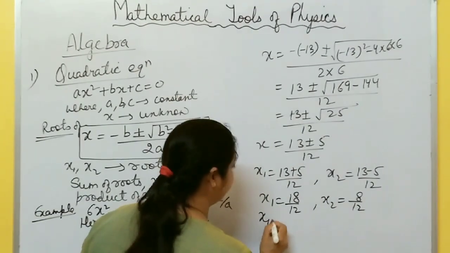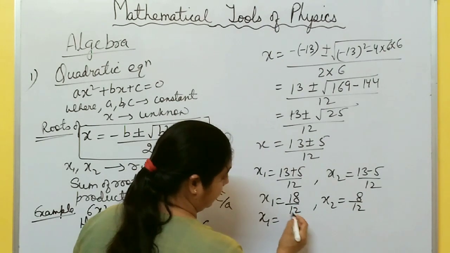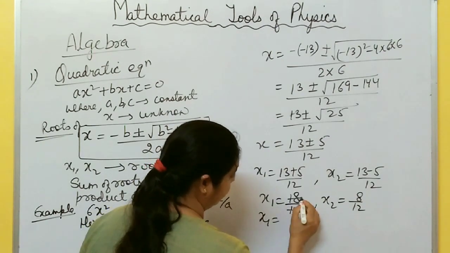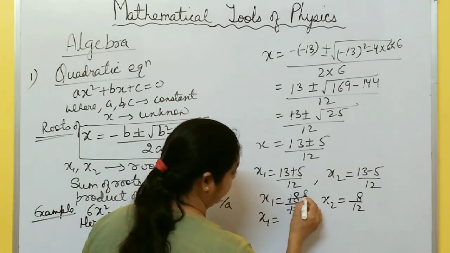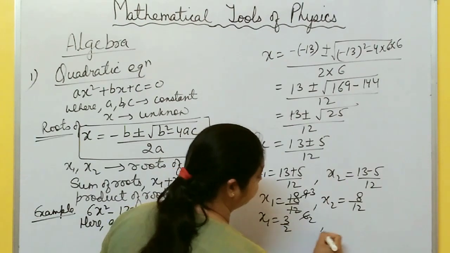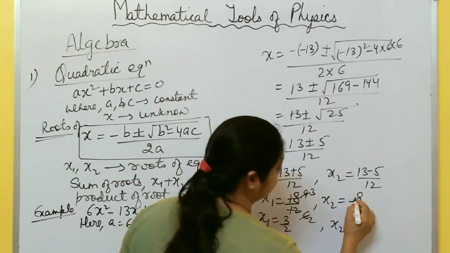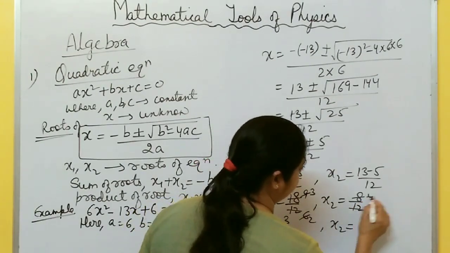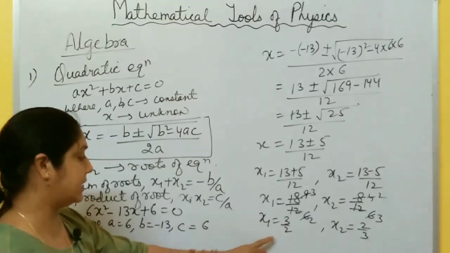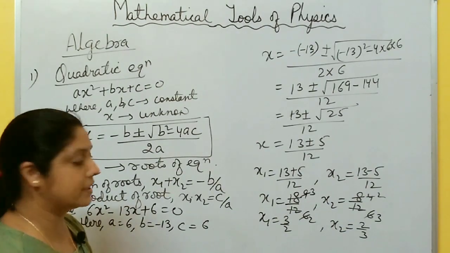So this x1 becomes how much? If you cut this one, 3 and this 18: 2 sixes are 12, 3 sixes are 18. One value is 3 by 2. Another one is 8 by 12, 4 twos are 8, 4 threes are 12, so 2 by 3. So one value of x is 3 by 2 and the other value of x is 2 by 3.